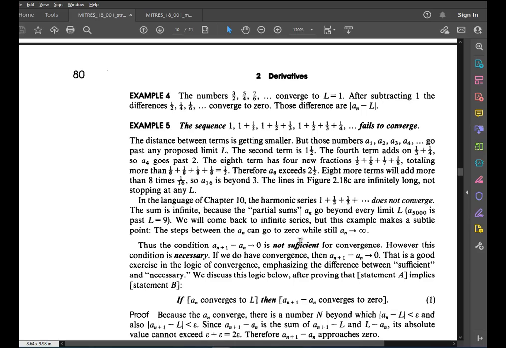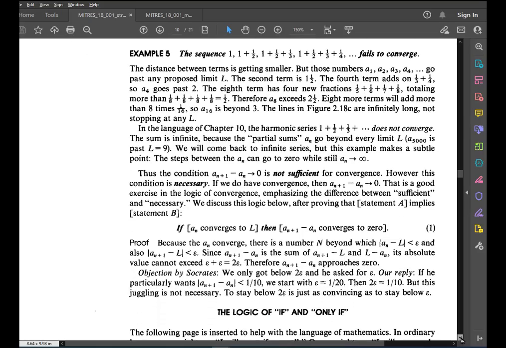On the other hand, if you do have a convergent sequence, then the difference between successive terms must converge to 0. So this is a case where the "if" is true, but the "only if" is not true. If a_n converges to L, then the difference between successive terms converges to 0. But it's not true that if the difference between successive terms converges to 0, then a_n converges to L. Okay, so he's going to talk a little bit about logic below.